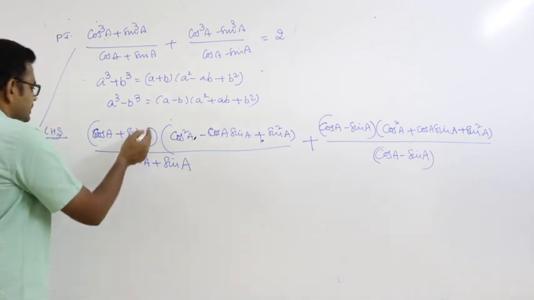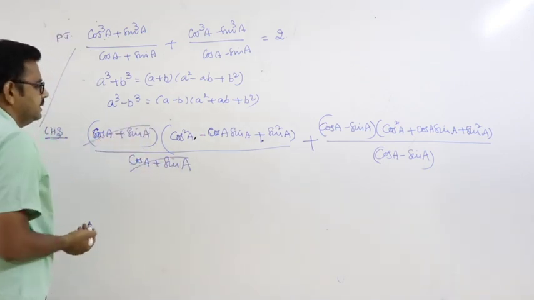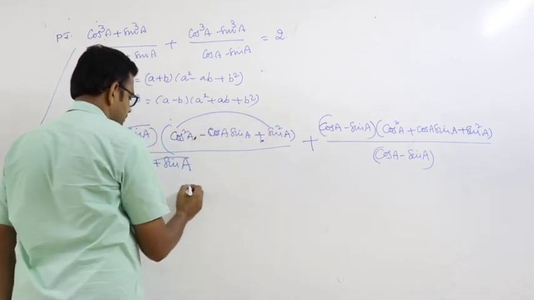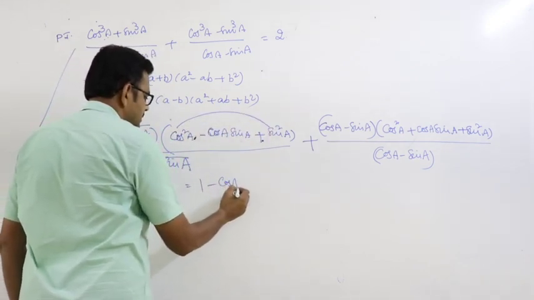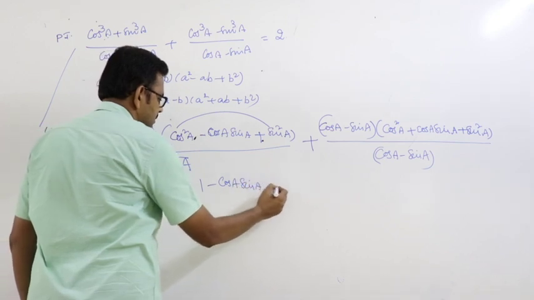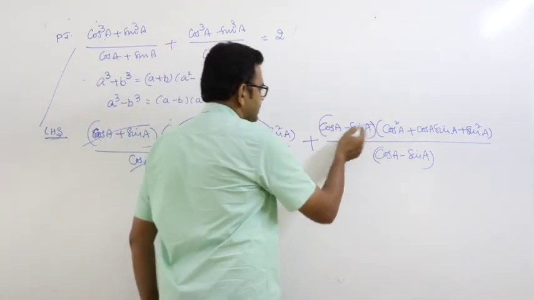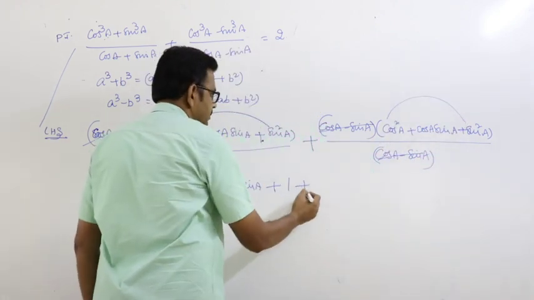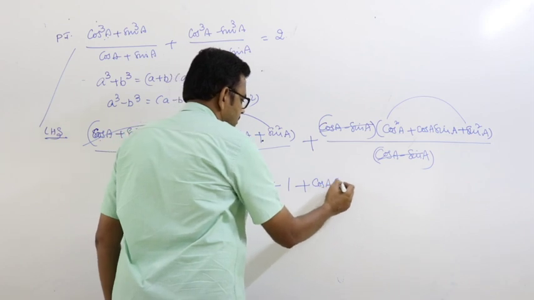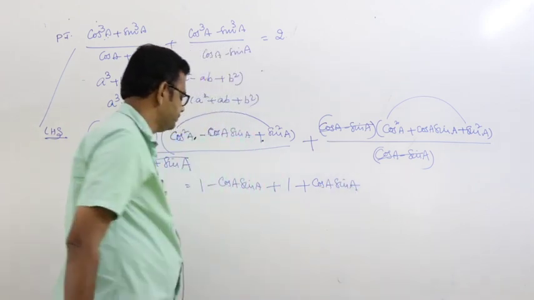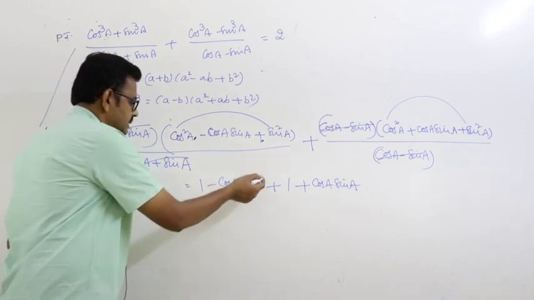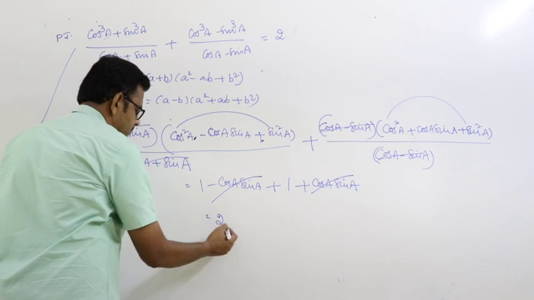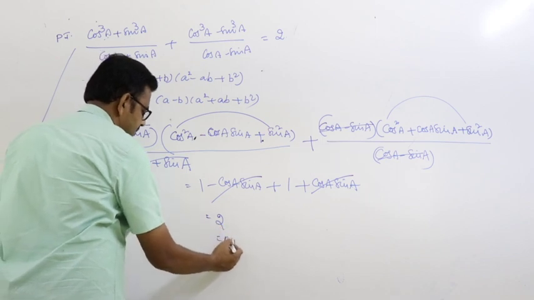So cos A minus sin A, cos A minus sin A gets cancelled. Cos square A plus sin square A, that is 1. 1 minus cos A sin A plus. So these two get cancelled. Cos square A plus sin square A, 1 plus cos A sin A. Now cos A sin A, cos A sin A gets cancelled. That is 2, which is RHS.